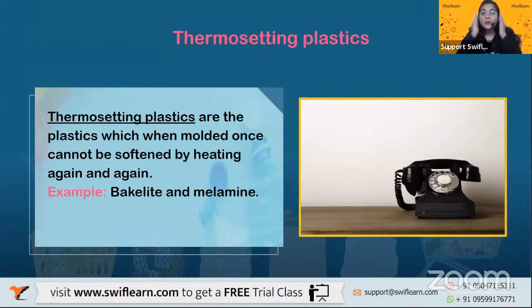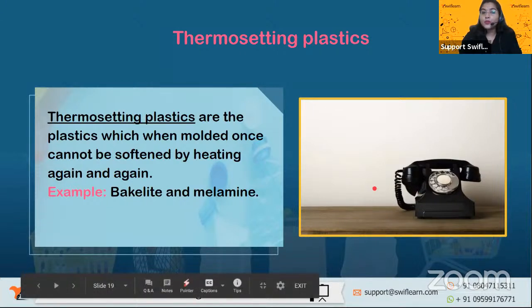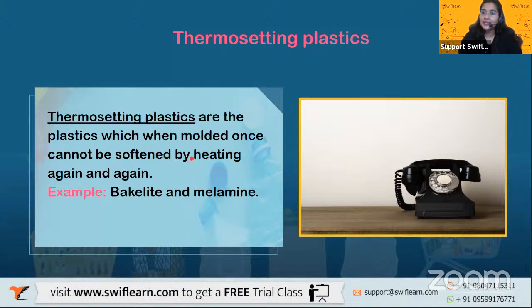Next is the thermosetting plastic. This is the second type of plastic, right? So what is the thermosetting plastic? This plastic, when we want to mold it, it cannot bend. It cannot be softened by giving heat again and again.